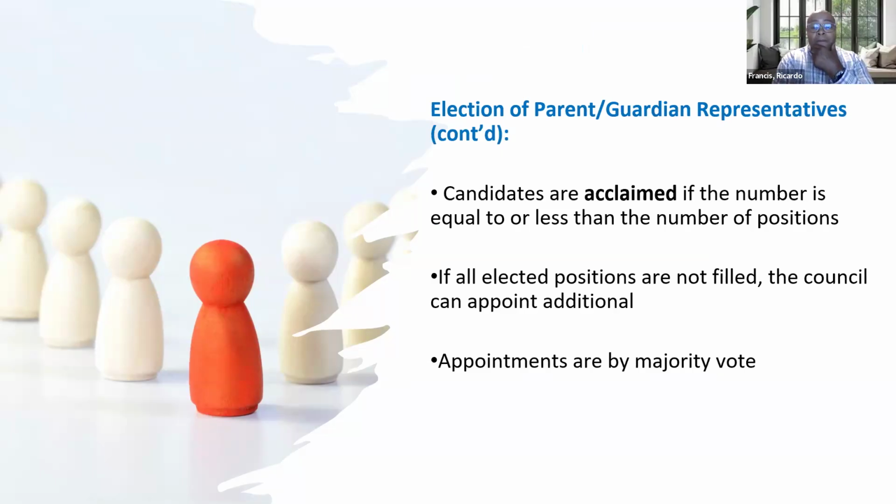And finally, when we speak about parent representation, if you cannot fill the number of positions, let's say you have six positions and only six individuals interested, they're acclaimed. If positions are not filled, you can appoint individuals throughout the year. The only thing I'm going to add is that appointment is only possible if positions are uncontested. If they're contested, meaning two or more individuals demonstrate interest, a vote must occur.